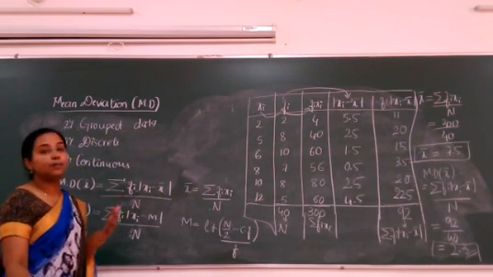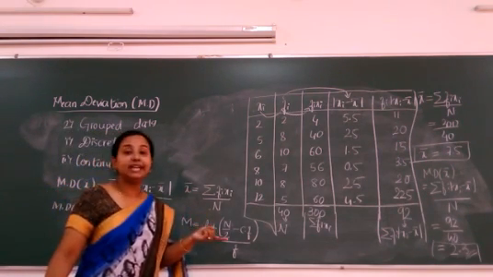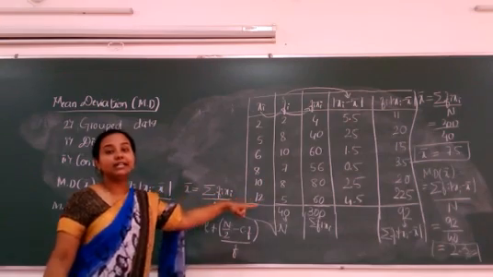Okay, so in our next problem, what will we understand? How to calculate the mean deviation about median for, again, which data? Discrete data.